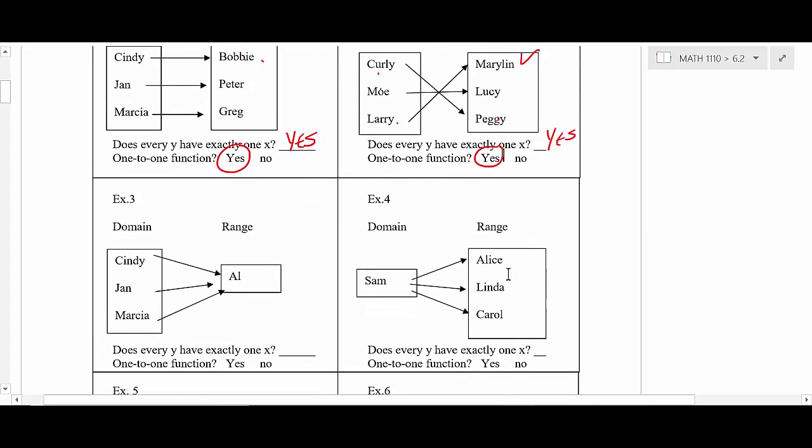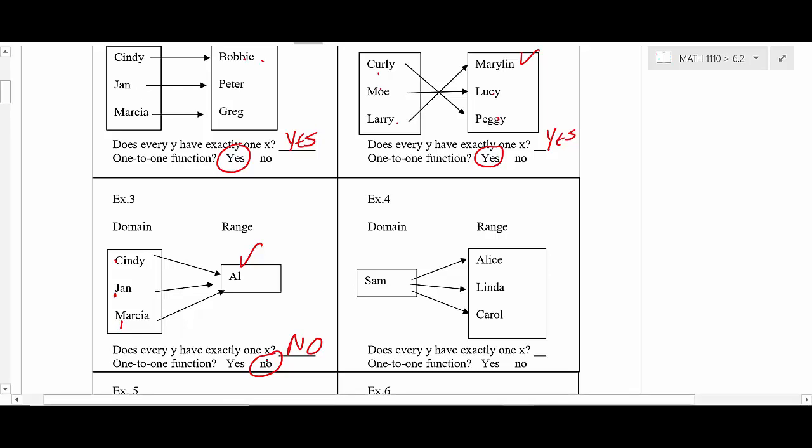Okay, look at the next one. Look at Al. How many x's does Al have? Okay, he has 3. Okay, so that is not a one-to-one function. Okay, it is a function, but it's not a one-to-one function. Remember, a function is: does every x have one y? So is this a function? Yeah, this, Cindy, L, Jan, L, Marcia, L. That's a function. It's just not one-to-one.